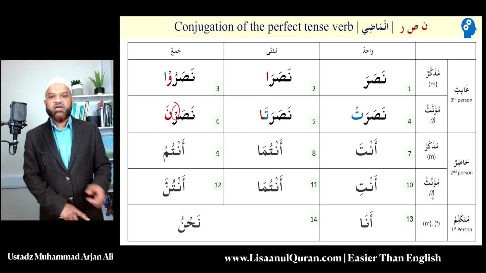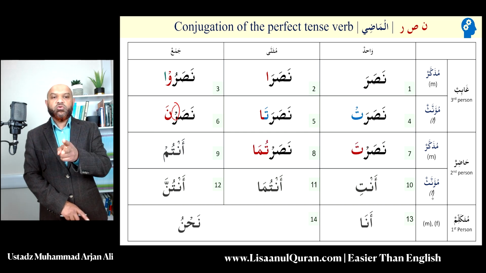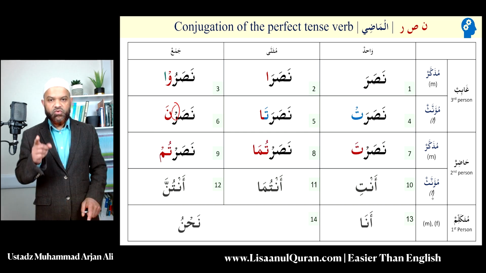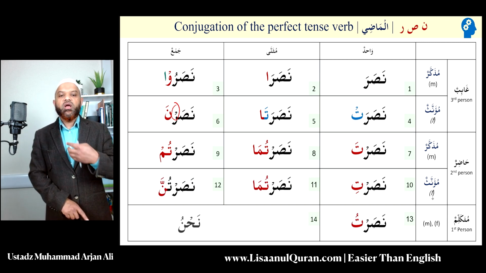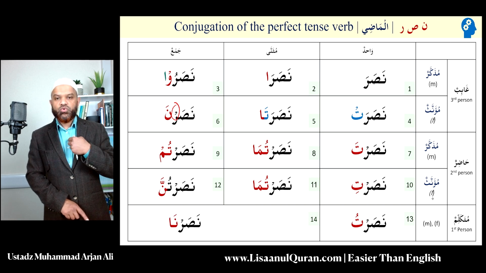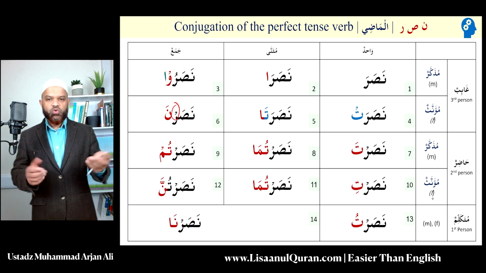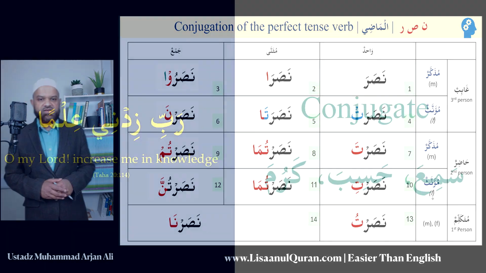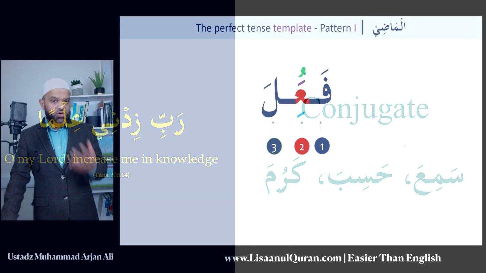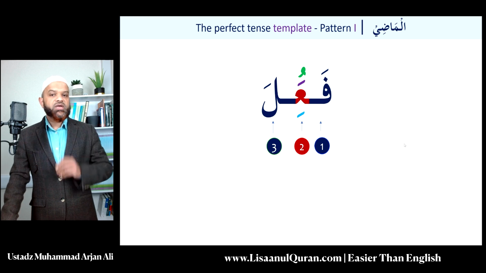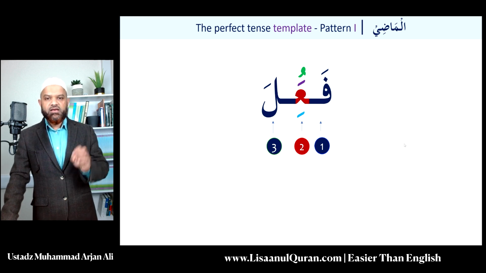So let's do them together. Nasarta, nasartuma, nasartum. Then we have nasarti, nasartuma, nasartunna. And then for I, we have nasartu and nasarna. Nasartu, nasarna. This is what we did in the previous lesson. Conjugate, samia, hasiba, karuma.